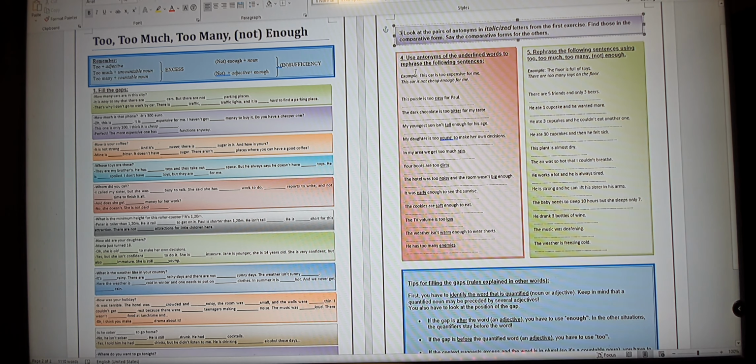Okay. In number 4, I mentioned before about knowing the antonym, the opposite. And in this section, you have to use antonyms. Okay, it asks you to use the antonym of the underlined words to rephrase the following sentences. So you have an example. This car is too expensive for me. Anytime we use an expression with too plus an adjective, we can use the opposite adjective, and then the sentence becomes, this car is not cheap enough for me.